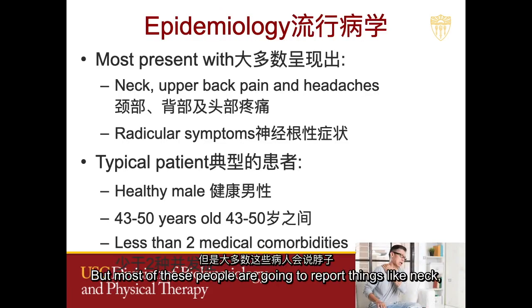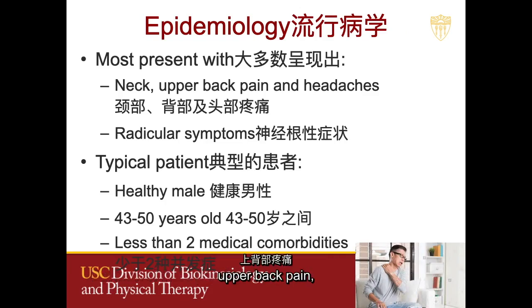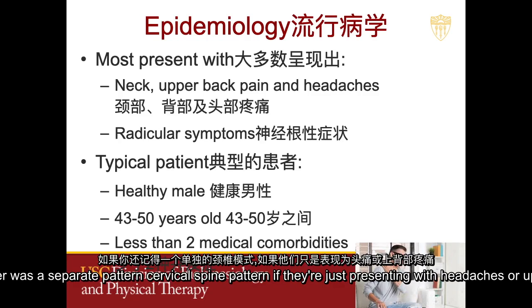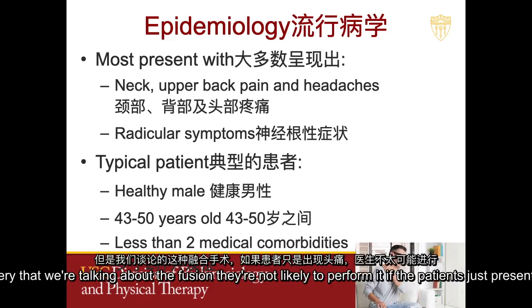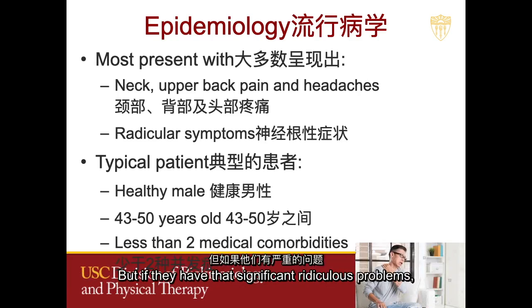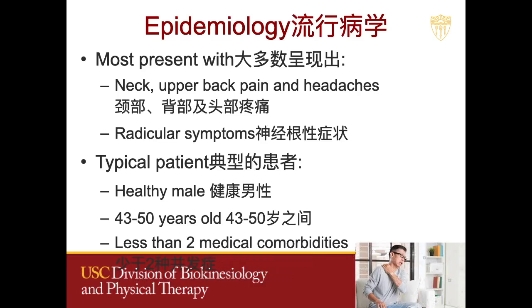But most of these people are going to report things like neck pain, upper back pain, headaches, radicular symptoms. So headaches, if you remember, was a separate pattern, cervical spine pattern. If they're just presenting with headaches or upper back pain, they're not going to be performing a cervical surgery for those patients, unless there's something else going on, like they don't have good blood flow to the head or something like that. But this type of surgery that we're talking about, the fusion, they're not likely to perform it if the patient's just presenting with headaches. But if they have that significant radicular problems, they do.